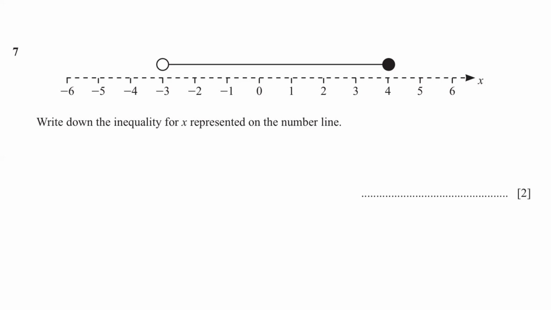For this question, the number line is shaded at x equals 4 with a closed circle. The inequality required would be minus 3 is less than x, which is less than or equal to 4. We can now enter this in the space provided.